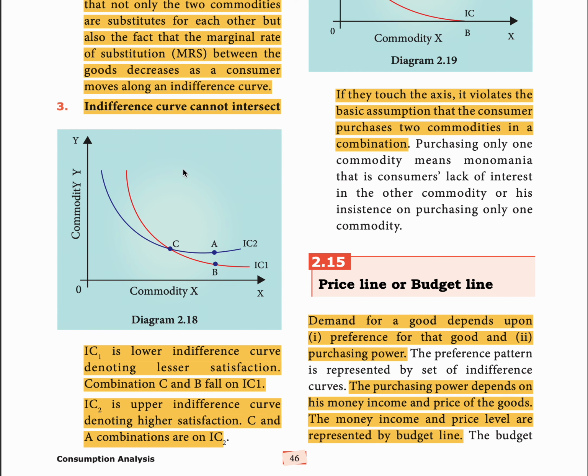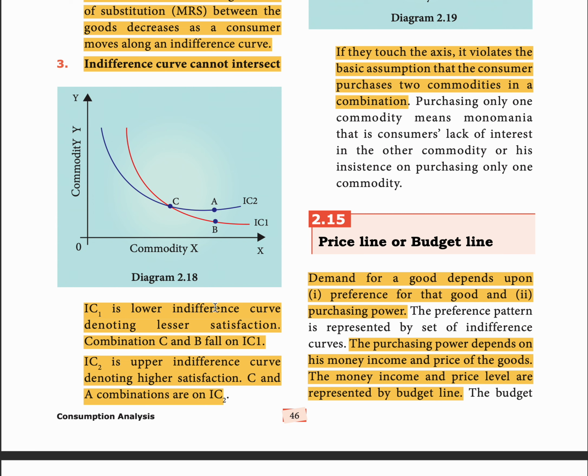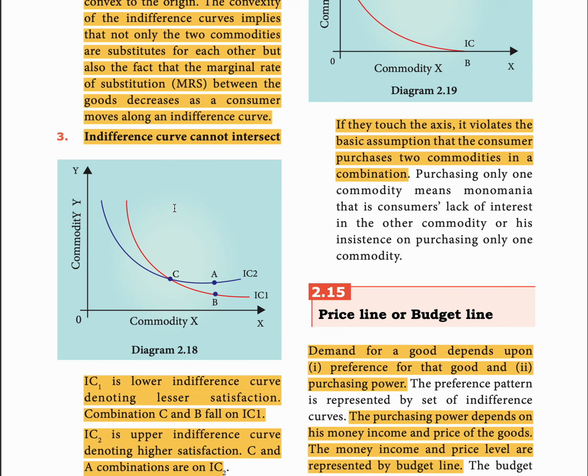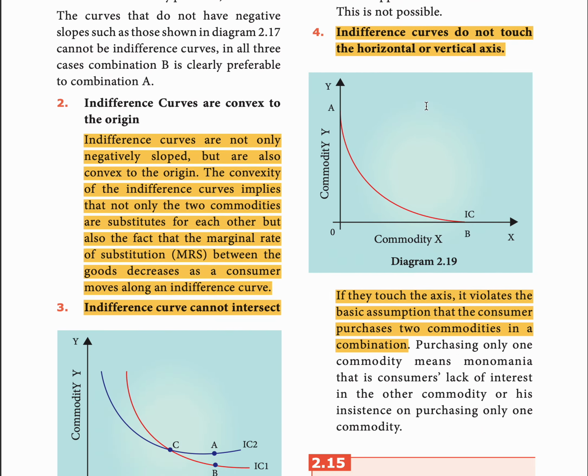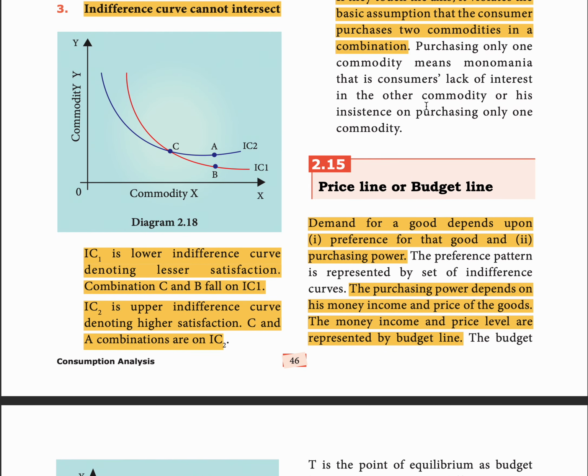Indifference curves cannot intersect. IC1 is the lower indifference curve denoting lesser satisfaction, IC2 is the upper one with higher satisfaction. So these curves cannot intersect, and these curves cannot touch the horizontal or vertical axis. Now friends, let's understand what is the price line or budget line.